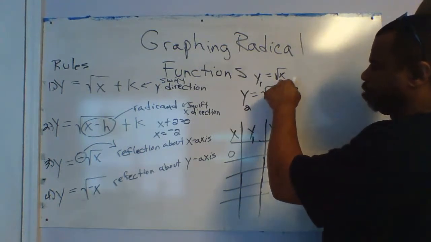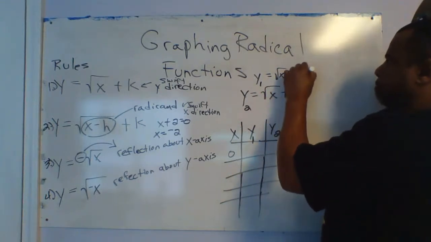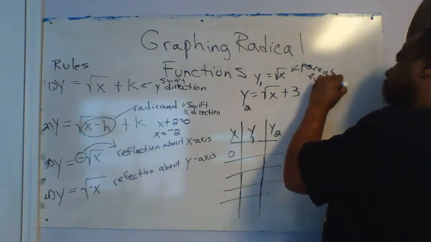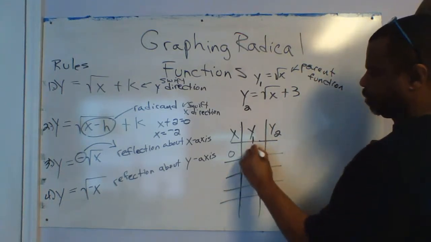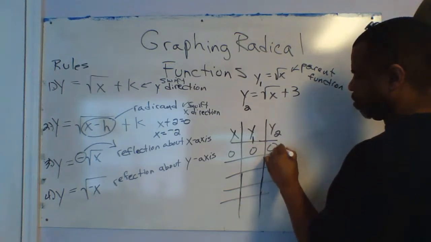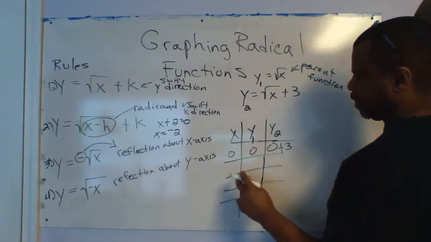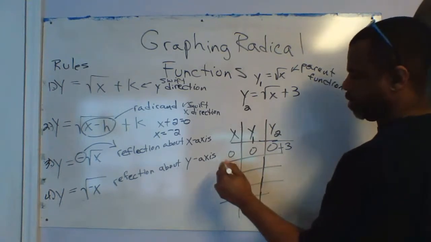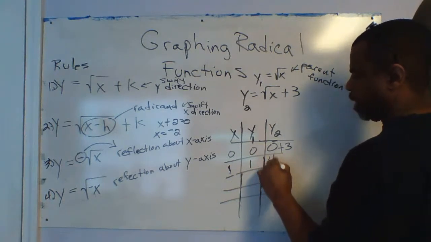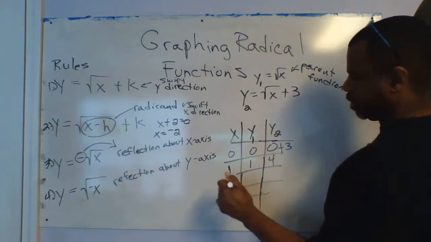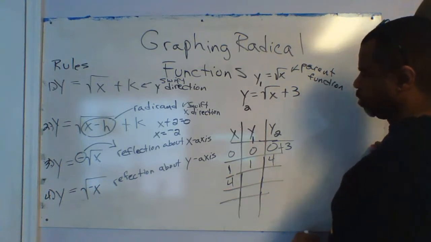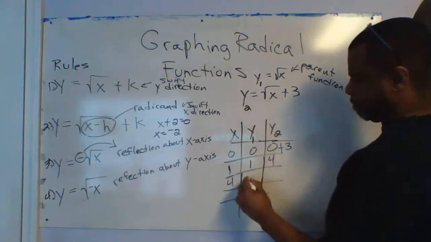So if we plug in 0 for the parent function, okay. So that'll be 0. This is also 0, wouldn't it? So this will be 0 plus 3. Then if I plug in 1 for the parent function, this is 1. Now this is 4. So if I plug in 2, well, I need to plug in 4 because I need the perfect square. So the square root of 4 is 2, right?